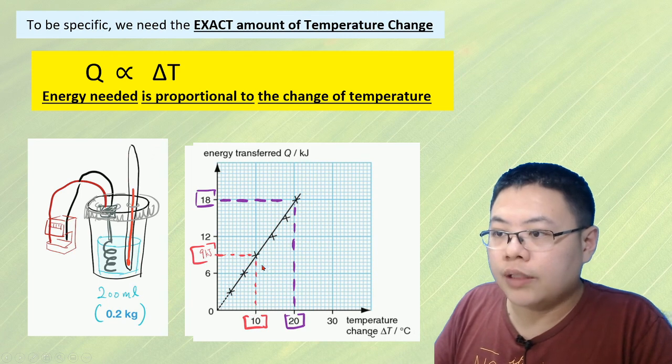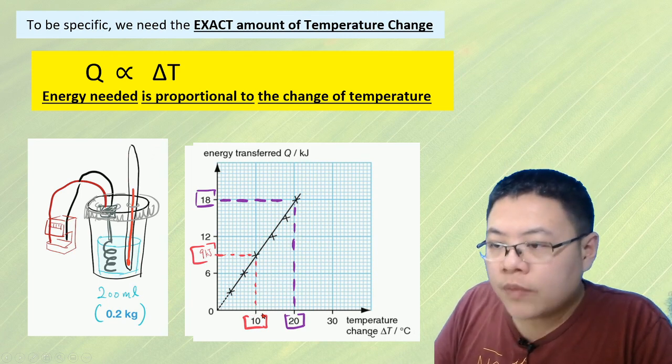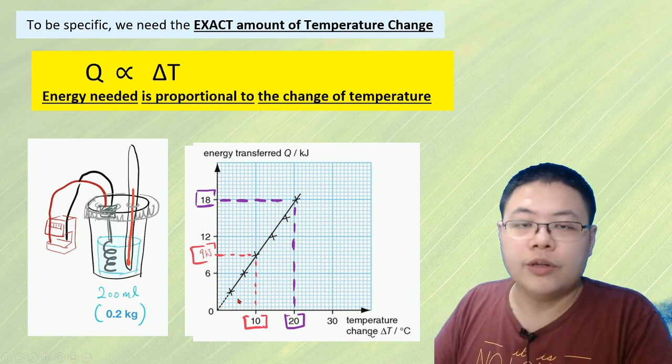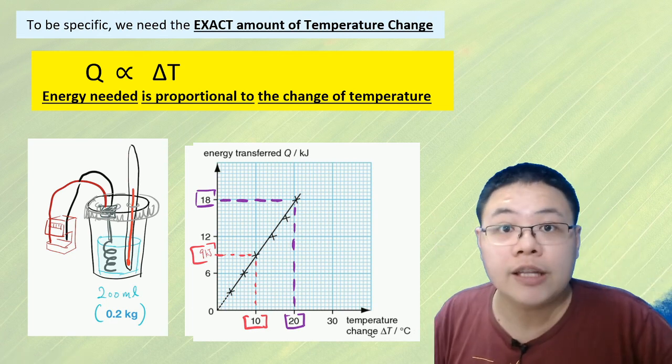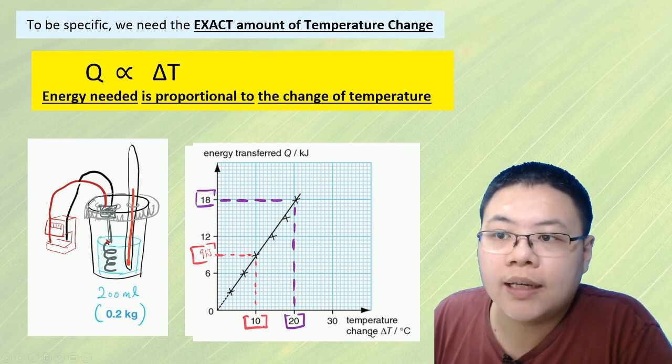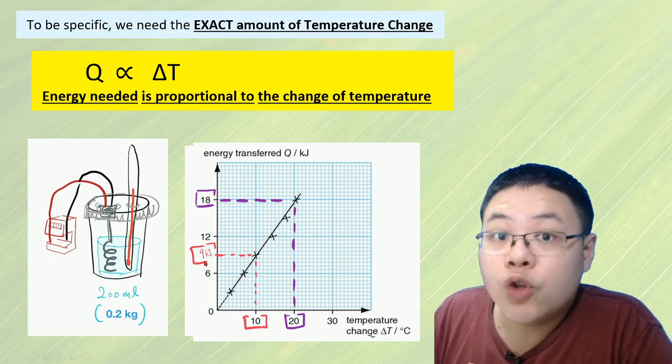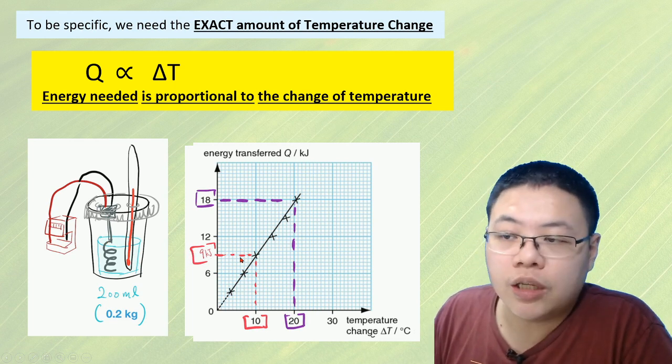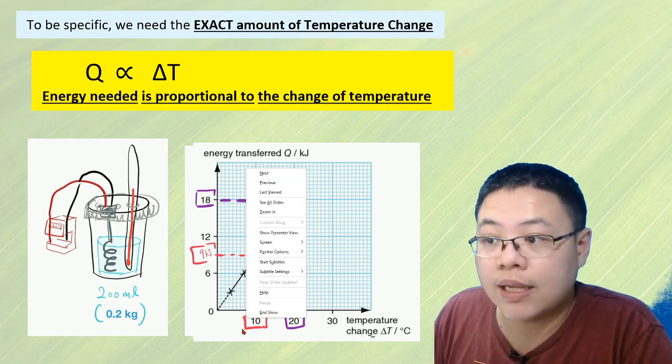Okay, indeed, I have already drawn it out. If we want the water temperature to increase by 10 degrees Celsius, we will need to provide 9 kilojoule of energy to the water so that the water will heat up by 10 degrees Celsius.